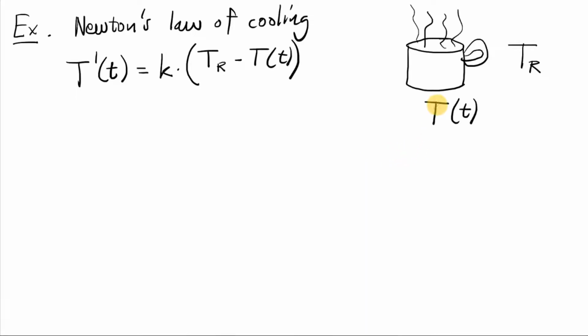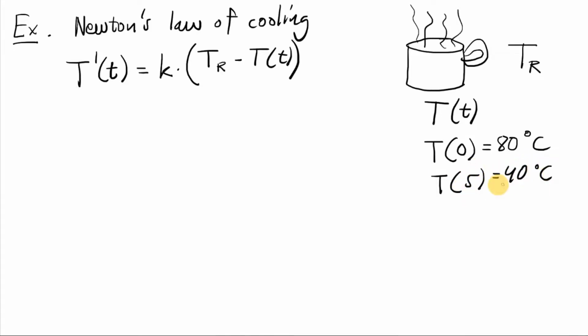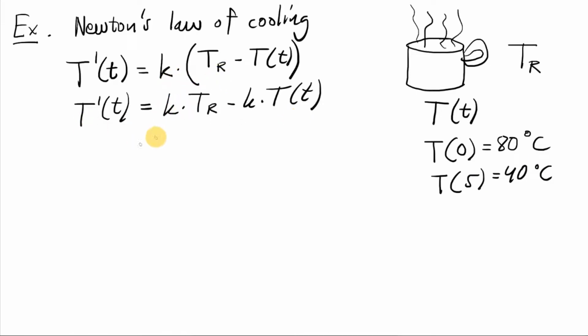So let's say we have a cup of coffee here and its starting temperature is 80 degrees Celsius. And that after 5 minutes, the temperature has cooled to 40 degrees Celsius. If we multiply in K here, we will get this equation. And if we move this over to the other side, then we get this differential equation.